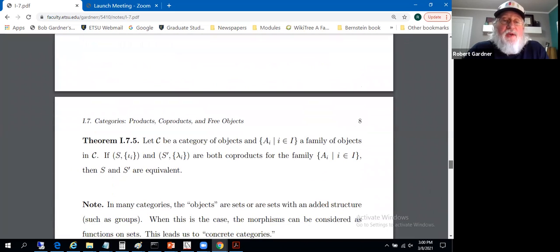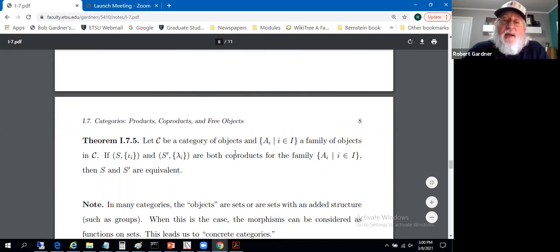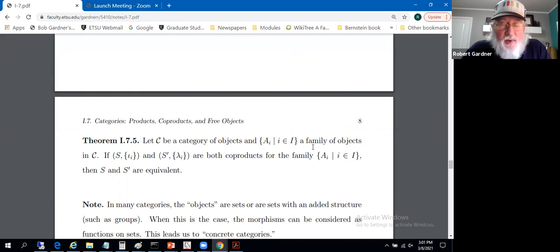And what Theorem 1.7.5 says is C is a category of objects, A sub i is a family of objects indexed by capital I. If we compute a coproduct using the iota sub i's, or if we compute a coproduct using something different, say lambda sub i's, these coproducts are equivalent. This S coproduct or S prime coproduct, they are equivalent.